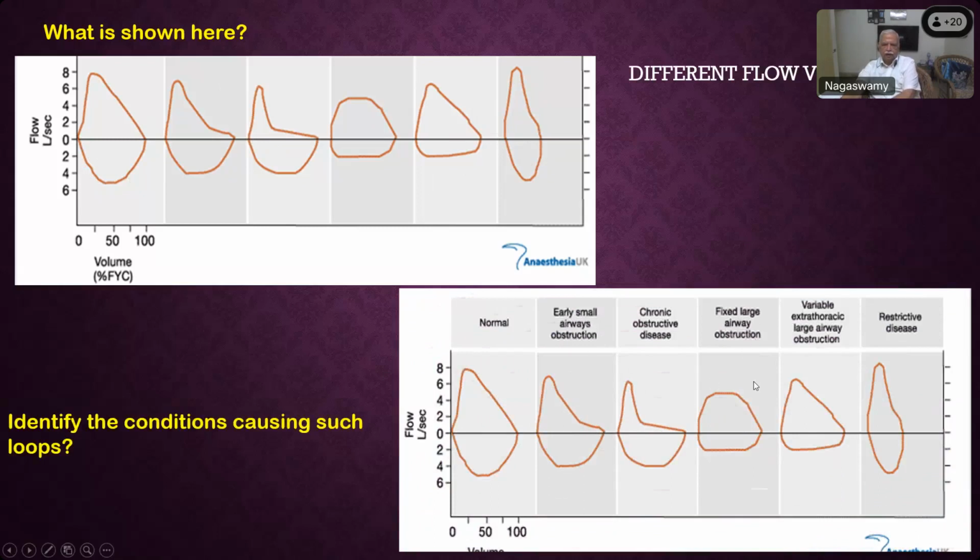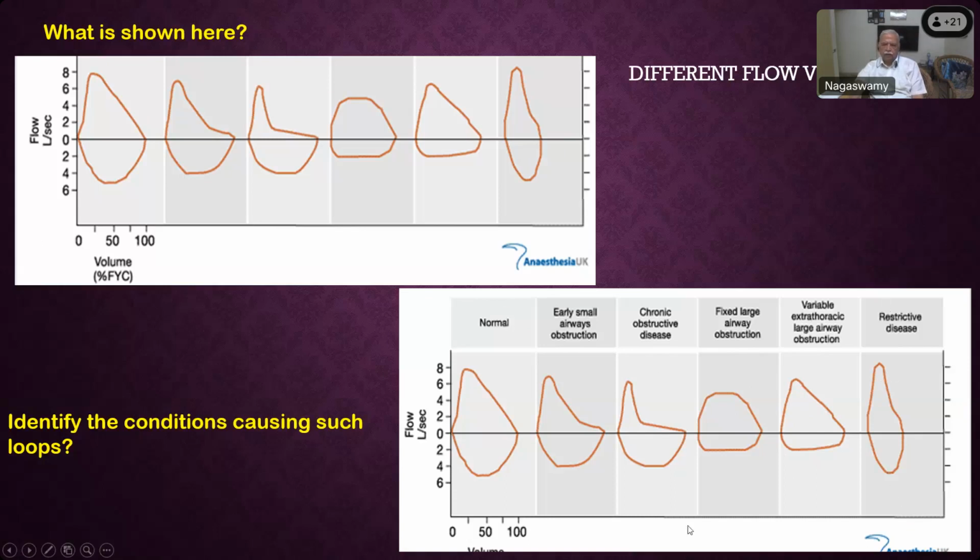This is called fixed large airway obstruction. When it is larger on the top and smaller at the bottom, but there is no elongation, then it is called a fixed large airway obstruction. And this is called the variable extrathoracic large airway obstruction. So cases who have tracheal stenosis or bronchial or tracheostomy narrowing, all those conditions will produce different types of obstruction. So there are 2 types of obstruction, fixed large airway and variable large airway obstruction. So these 2 are the patterns you will get in that.